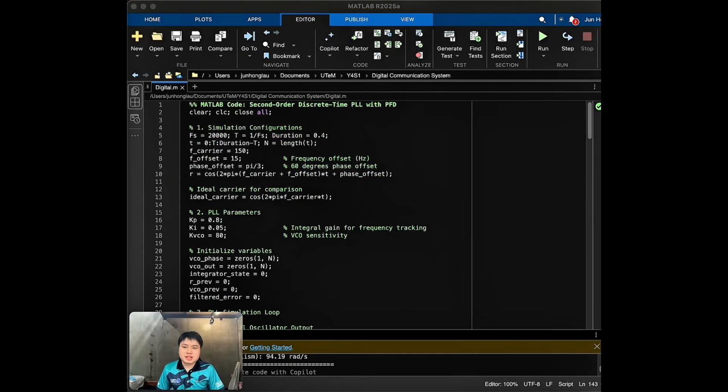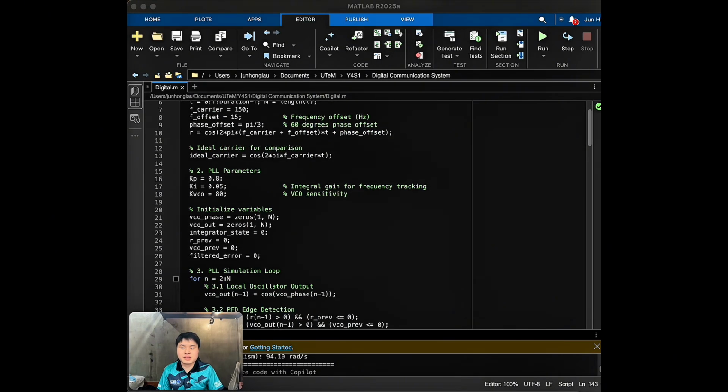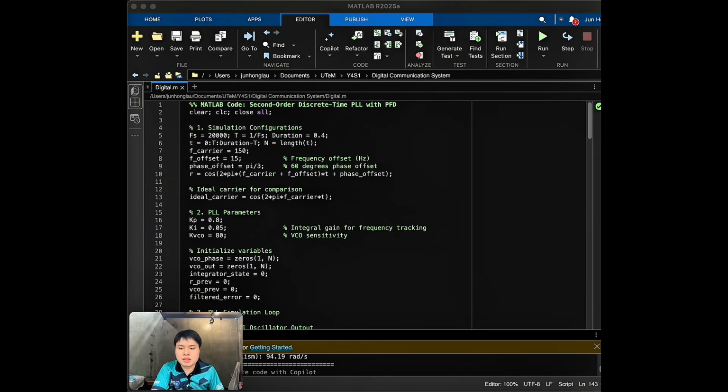This is my MATLAB code, which has four main parts: parameters, signal generation, the PLL loop, and plotting. First, we set the sampling frequency to 20,000 Hz, duration 0.4, and carrier frequency 150 Hz. I also add a 15 Hz frequency offset and a 60-degree phase offset. For PLL gains, I choose KP 0.8, KI 0.05, KVCO 80 for fast locking and stable operation.